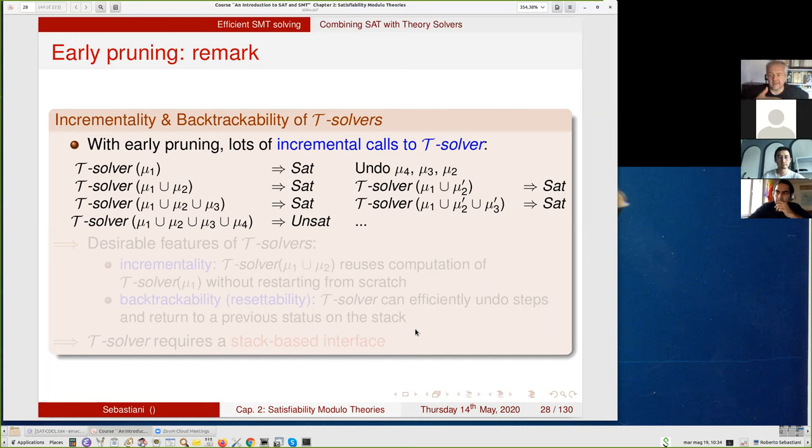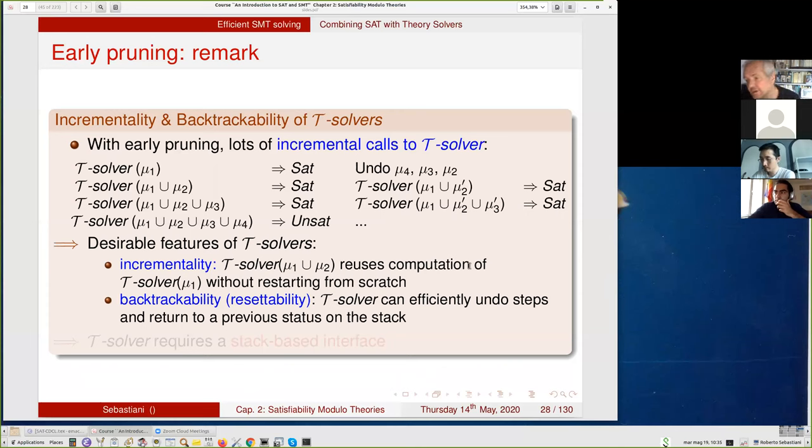So the typical way a theory solver is invoked in SMT is the following. You invoke it on a partial assignment, and this returns SAT. You add a few literals and invoke SAT. You add far more literals and invoke SAT. You go on, invoke SAT until you get UNSAT, and then you pop something. So for instance, you undo mu 4, mu 3, mu 2 due to back jumping, and then you add mu 2 prime, SAT, go ahead, add mu prime, SAT. So substantially, you pop and push.